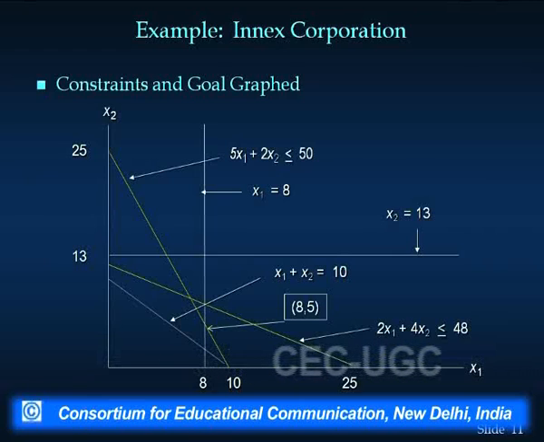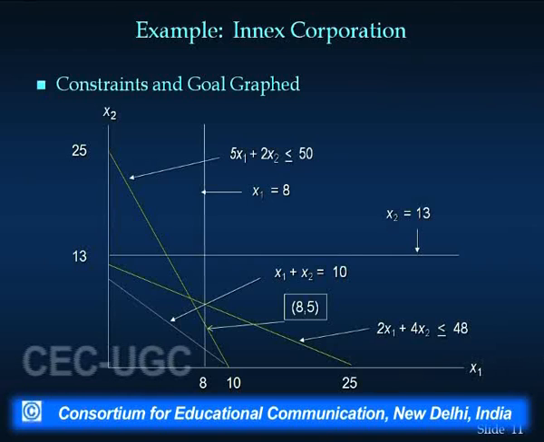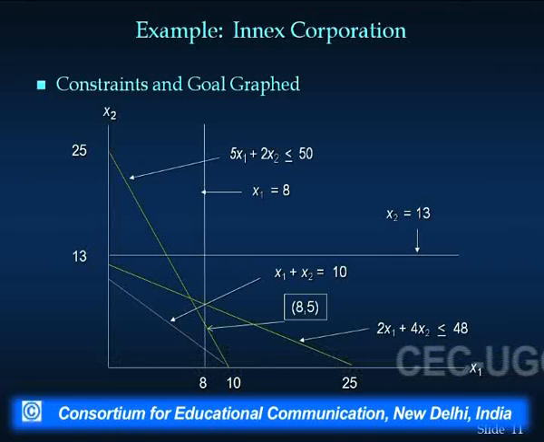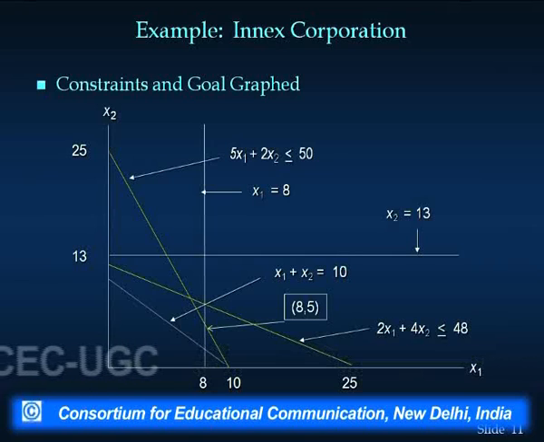First goal was a total minimum of 10 units of production be there. Our production is 8 plus 5, 13. And second priority was a minimum of 8 units of product A be produced, and we are producing 8 units of product A. Both these priorities have already been fulfilled. Now we will go to the third priority.